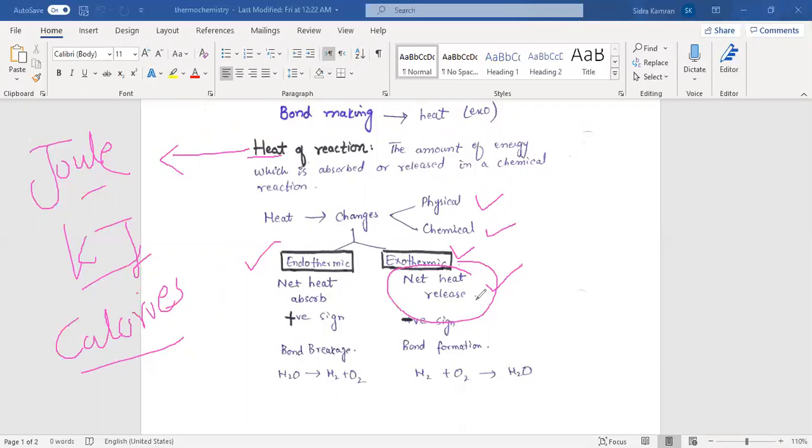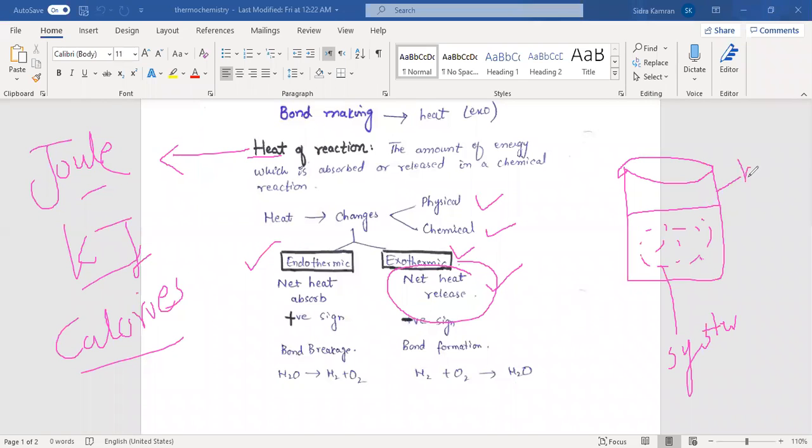What is the effect of an exothermic reaction on the surrounding? For example, this is a system. This beaker, for example, is set as a system. Here you have, for example, water, and this water is a system. The walls of the beaker are considered as the boundary, and the air outside this beaker is considered as the surrounding. This is the surrounding. So what is the effect of this heat release on these three things?